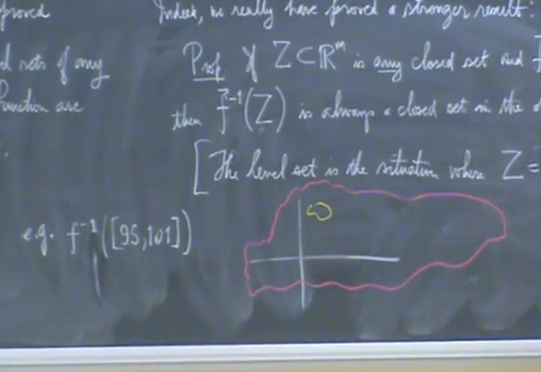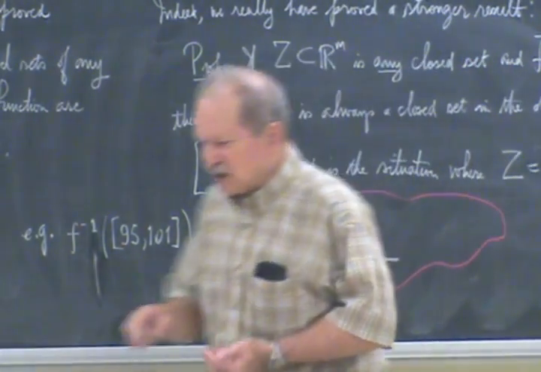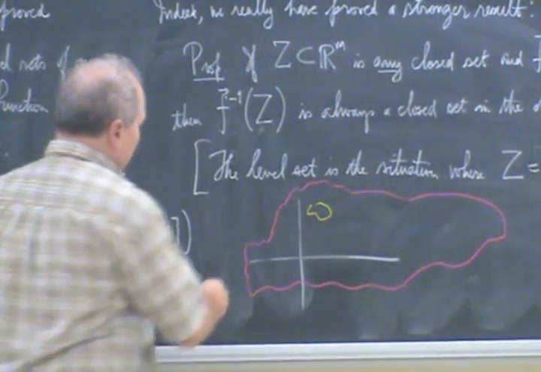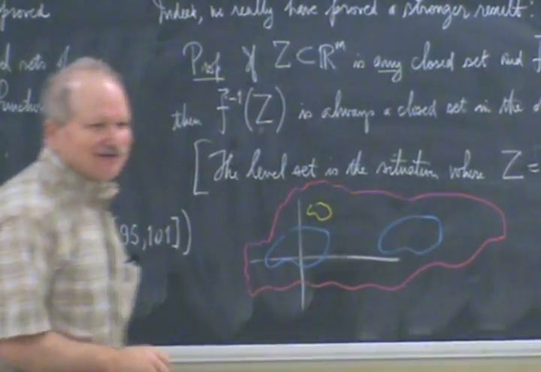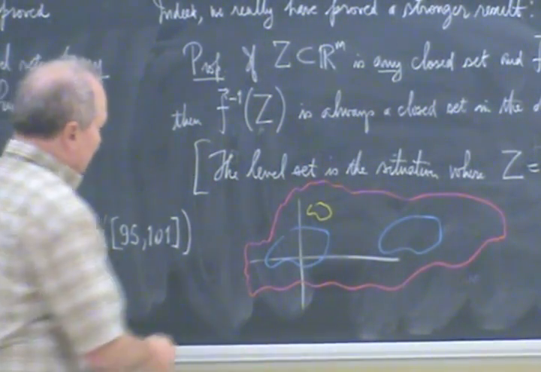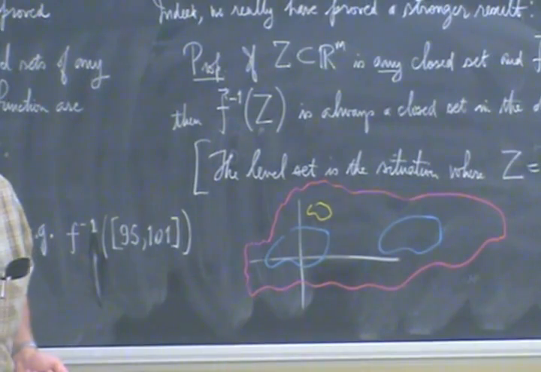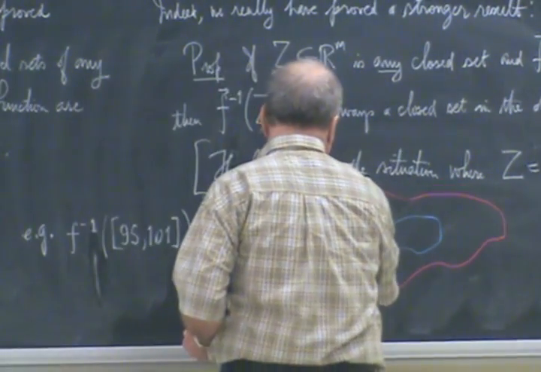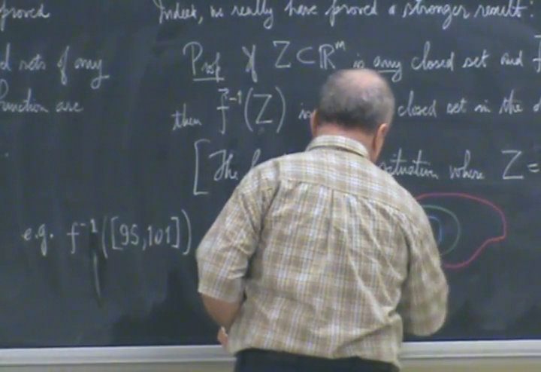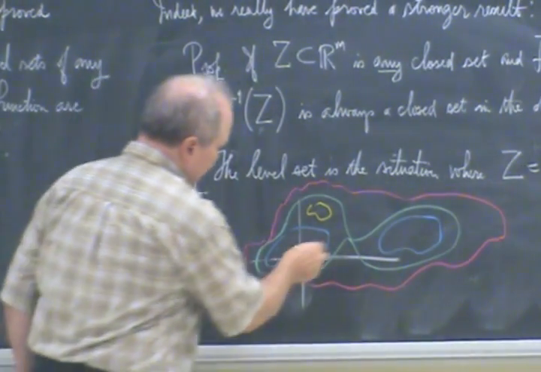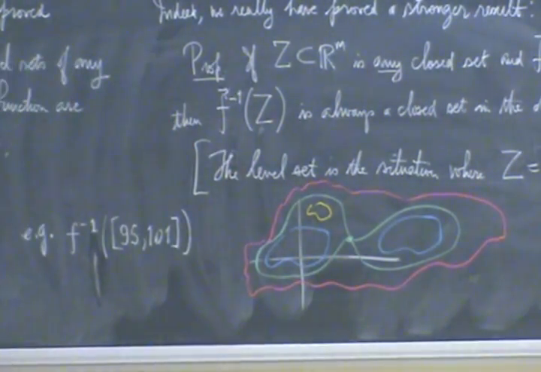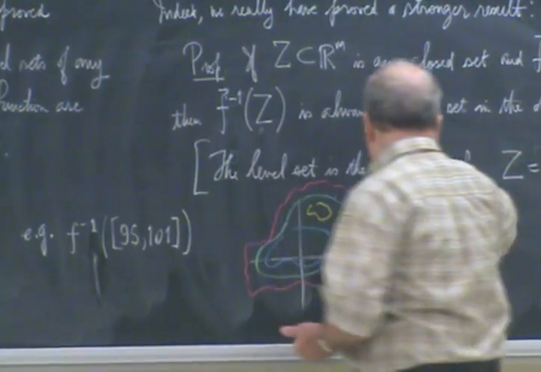I'm just imagining, I'm not saying this is necessarily true, but then all the curves for the temperatures in between fill in. Now you might have some gaps, but you can imagine filling in with different temperatures as you vary between 95 and 100. But you're going to fill in and have an entire closed set filled in here.